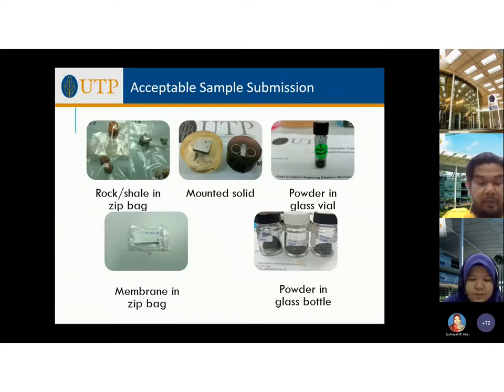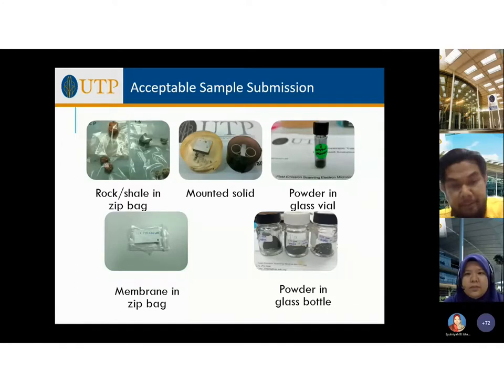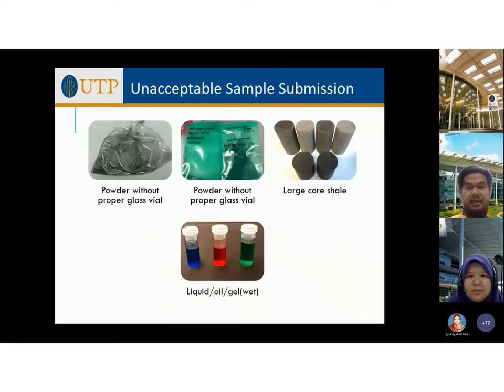This one is for a membrane. You can put the sample in a zip bag, or sometimes students put the sample in aluminium foil. Next, this is an example of an unacceptable sample for submission.